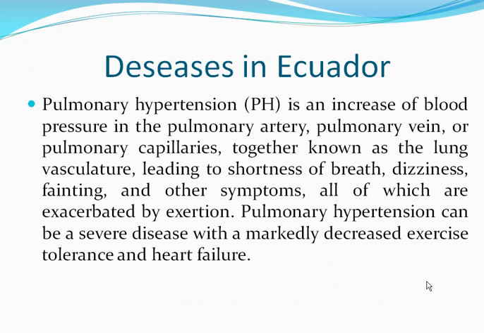Diseases. Pulmonary hypertension is an increase of blood pressure in the pulmonary artery, pulmonary vein, or pulmonary capillaries, together known as the lung vasculature, leading to shortness of breath, dizziness, fainting, and other symptoms, all of which are exacerbated by exertion. Pulmonary hypertension can be a severe disease, with markedly decreased exercise tolerance and heart failure.